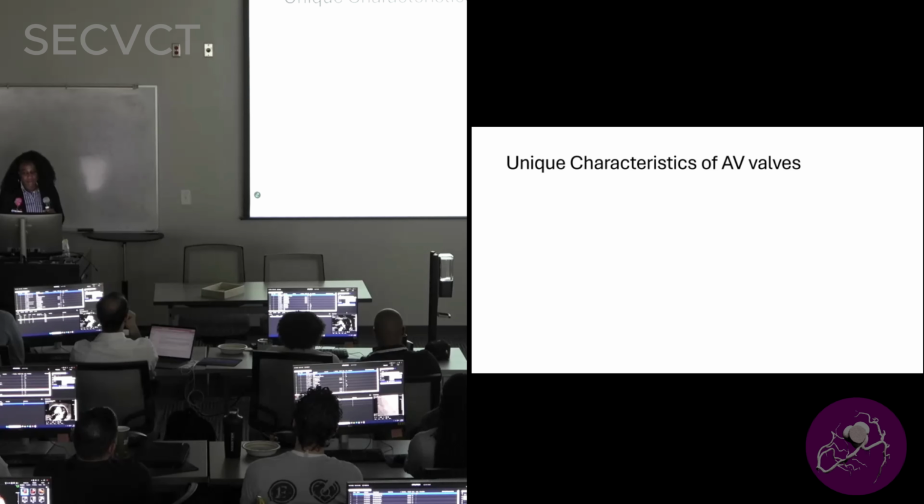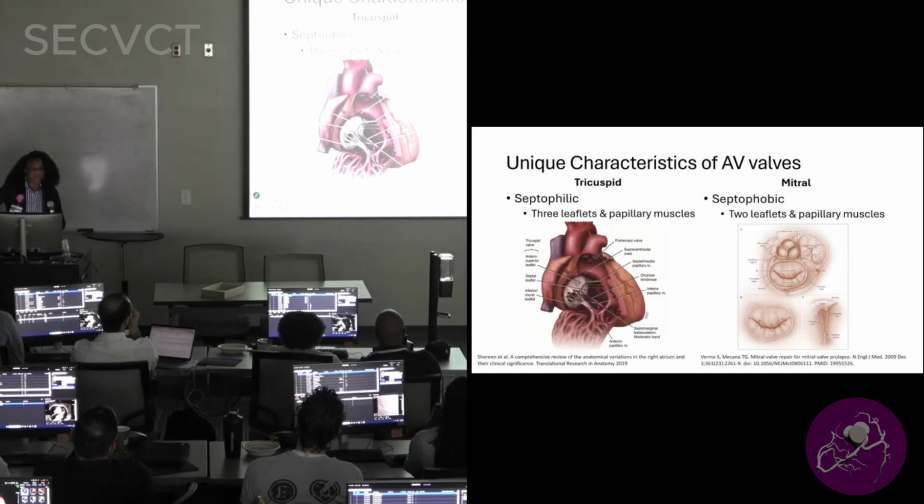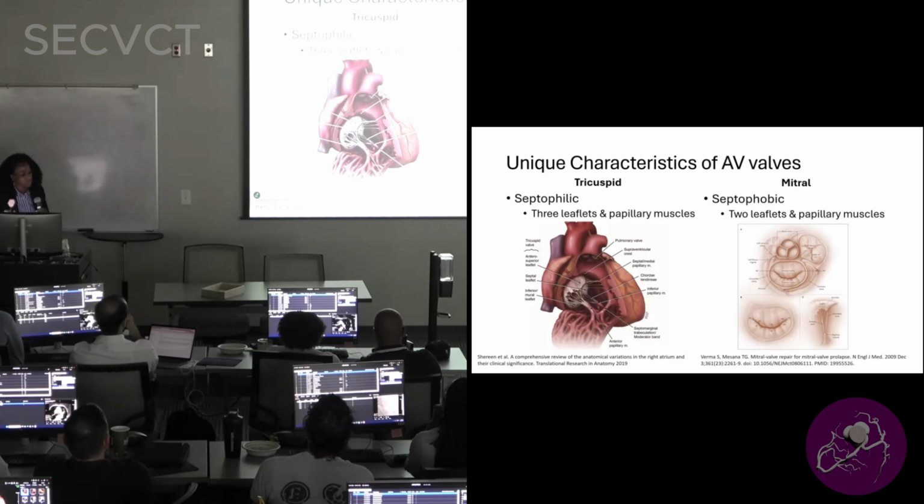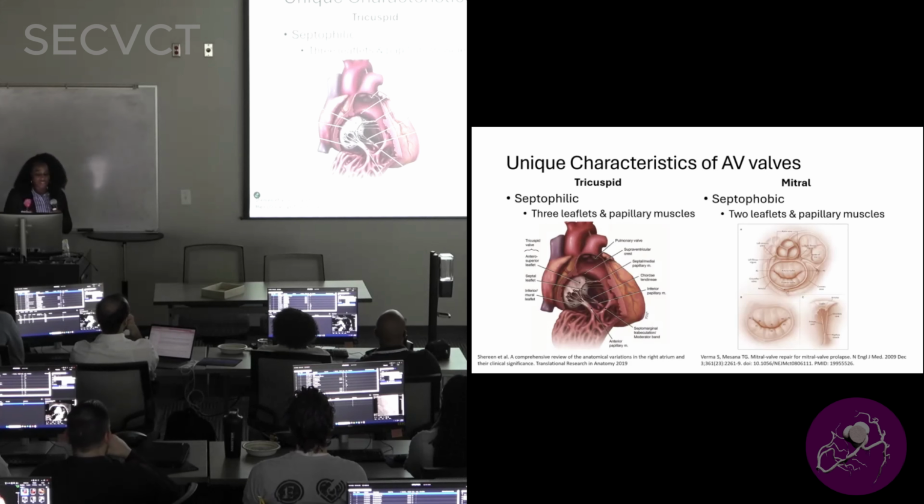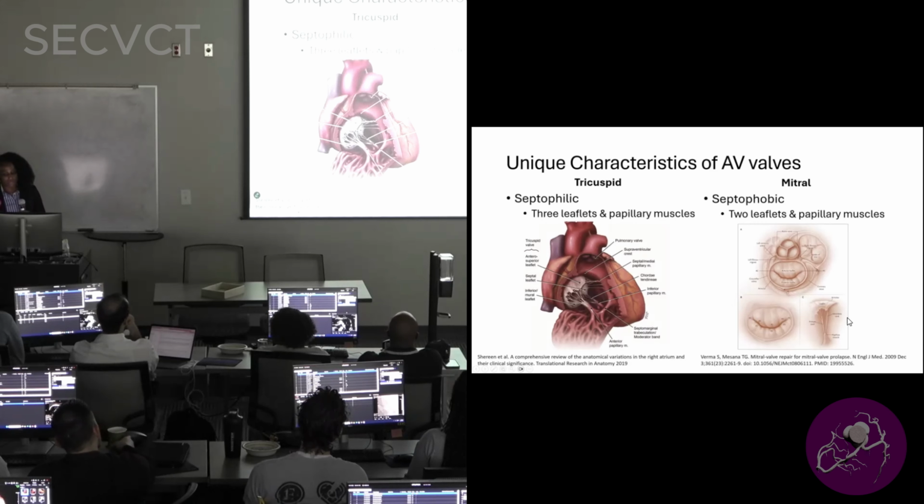So I'm gonna quit punishing you guys. We'll keep it real simple. Christina will go into the nitty gritty details. But it's simply for our KISS principle. You got 3 on the right, 2 on the left. And then for that septophilic, or that fancy word that we like here, that is just for your tricuspid, that it actually inserts onto the septum, whereas your mitral does not. Now, this is just talking about normal. Christina will talk about when it's abnormal.